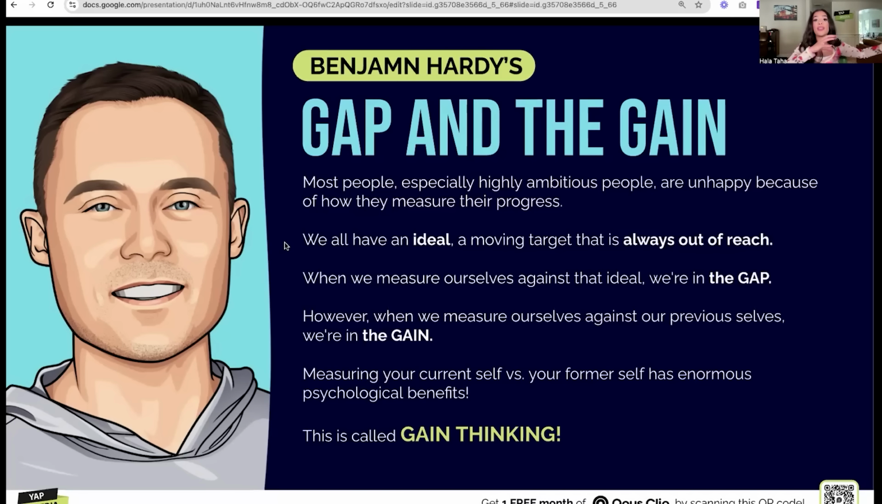And that's the key thing. You're always growing, right? So you want to measure yourself against the past and do the actions that are going to get you to the future. If you find yourself in the gap, that is what's going to mess you up. That is what's going to make you quit. You need to be in the gain. You need to think about how I have improved even from last week.